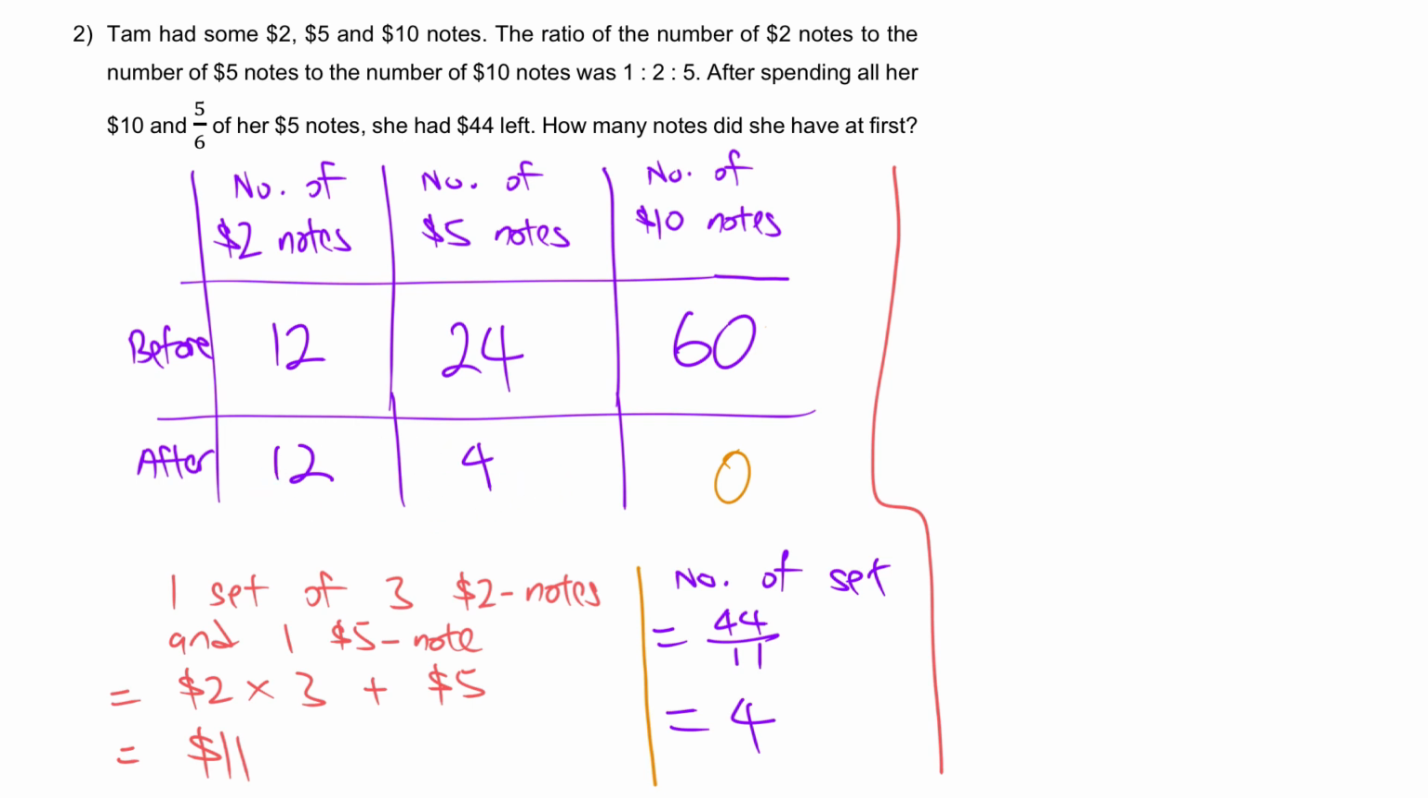Hence, the final step, number of notes is equal to 12 plus 24 plus 60 to give you the answer of 96. Let's move on.